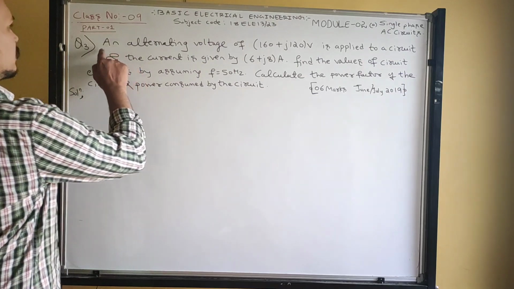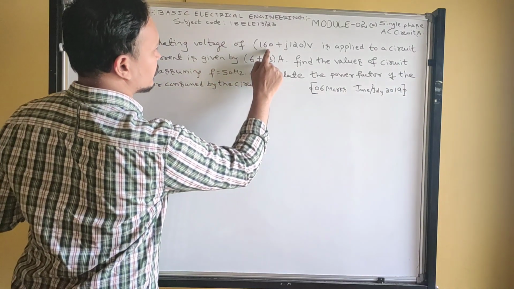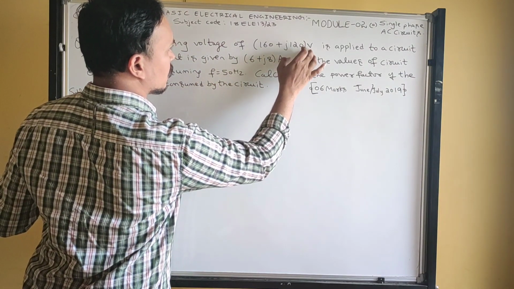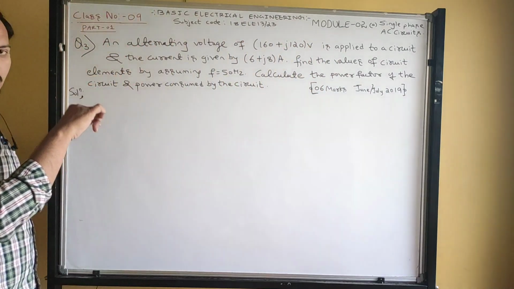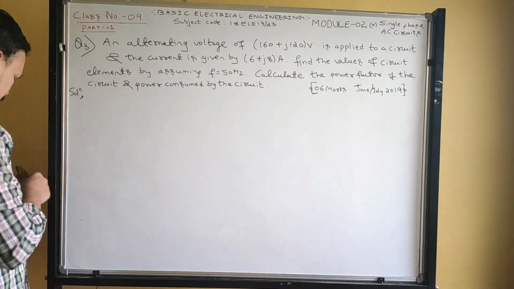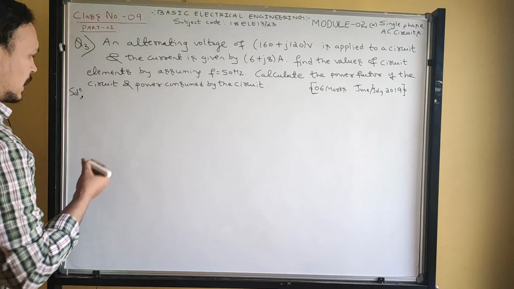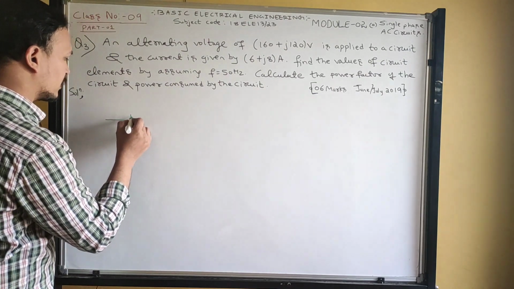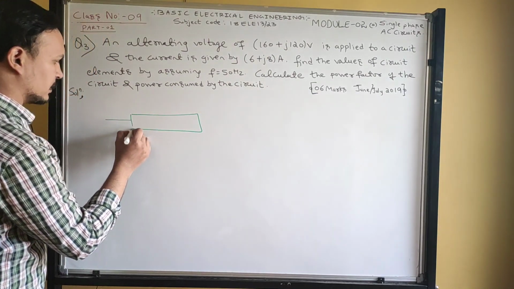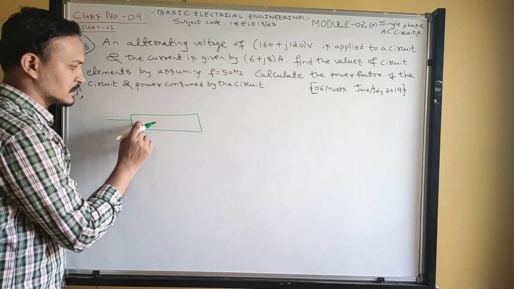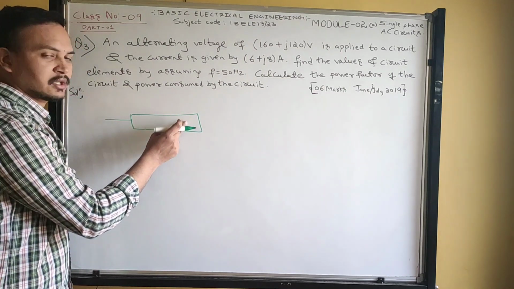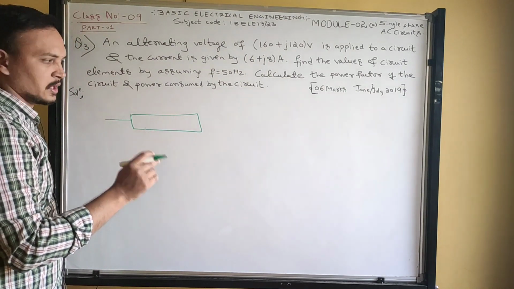Okay. So an alternating voltage of 160 plus J120 volt is applied to a circuit. Some circuit is there. I am going to write that circuit here. I don't know what the circuit has inside; maybe a series RL circuit or an RC circuit. We don't know.